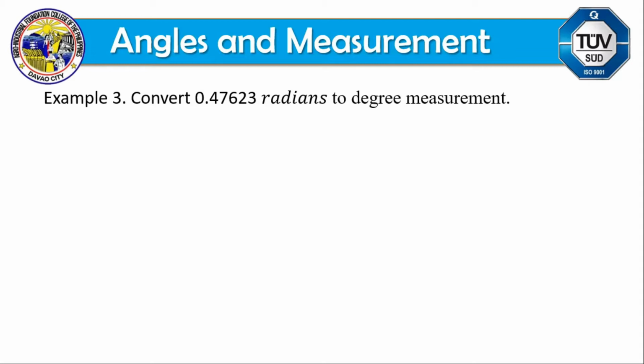So this will be our example number 4. Example number 4 na ito. Convert 0.47623 radians to degree measurement.